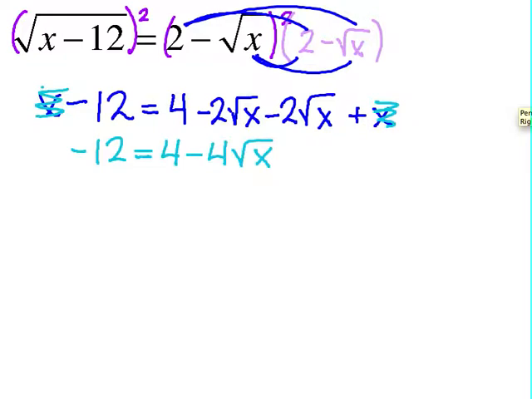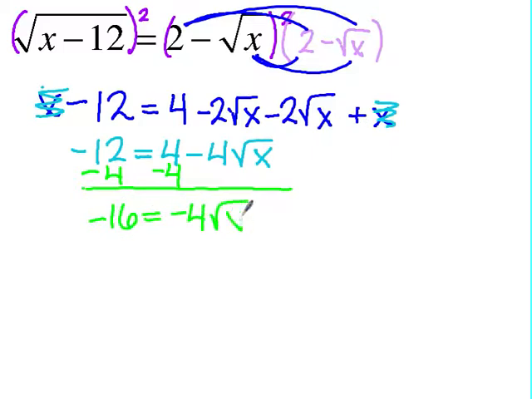So what do you think you're going to do? Minus 4. Yep. Subtract this 4 right here. And I get negative 16 equals negative 4 root x. What do you do now? Divide by your negative 4. So on the left side you get 4 equals root x. How do you solve that for root x? Square both sides.